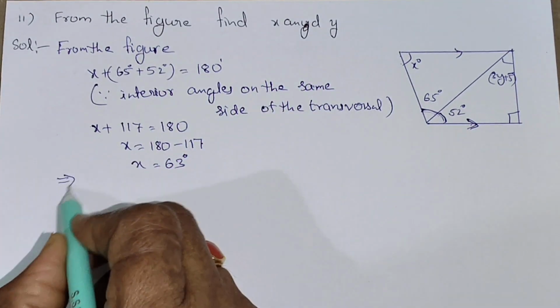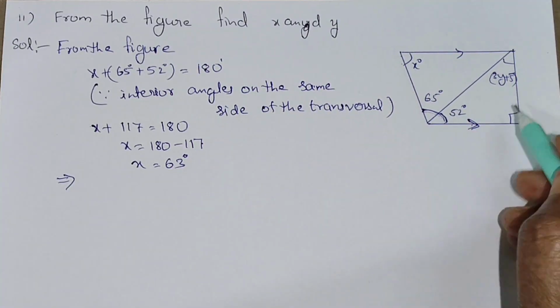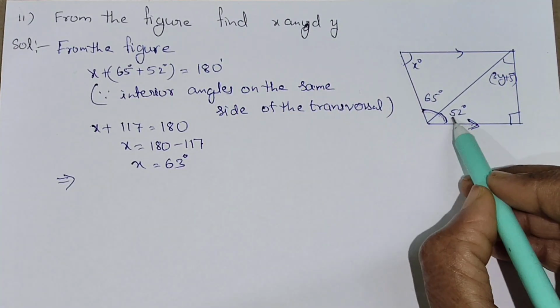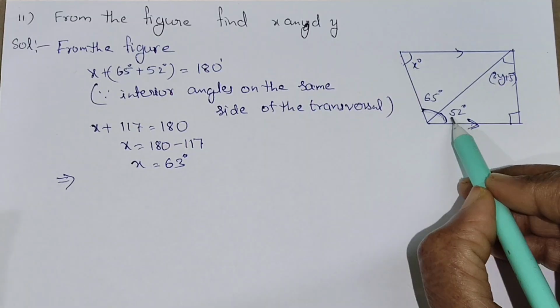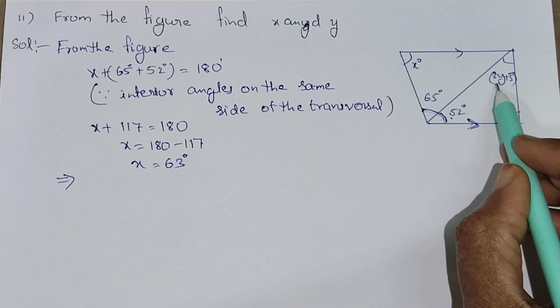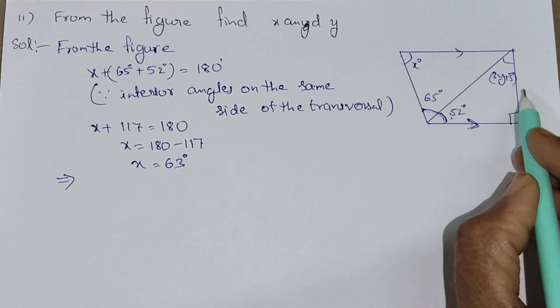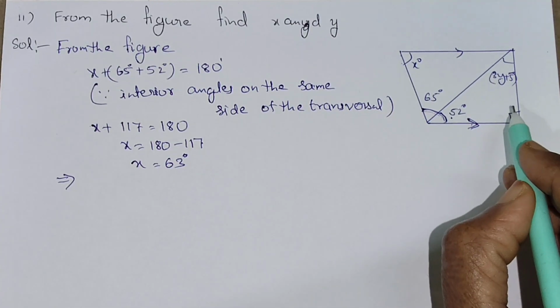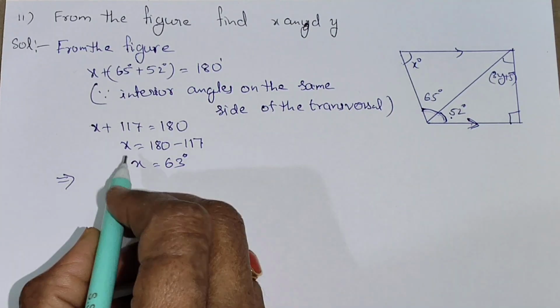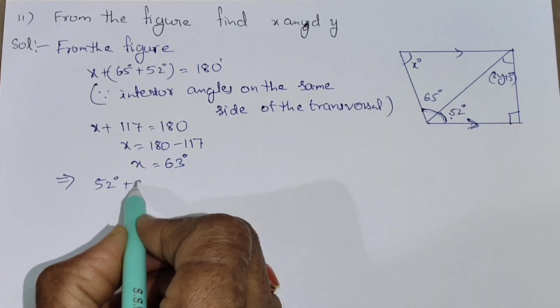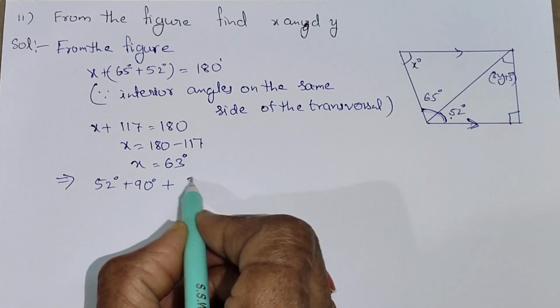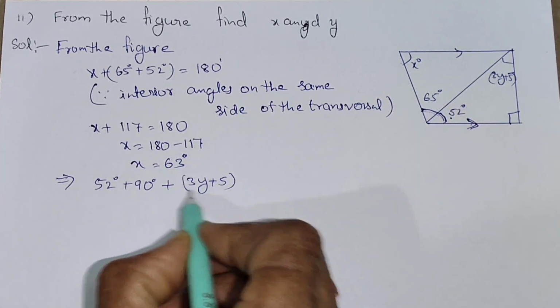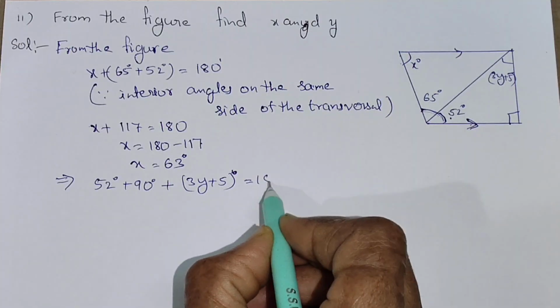So first, this is the triangle. Here three angles: one is 90 degrees, another one is 52 degrees, and next this one is 3y plus 5. These three are the interior angles in a triangle, so the angle sum is equal to 180. So 52 degrees plus 90 degrees plus 3y plus 5 degrees is equal to 180.